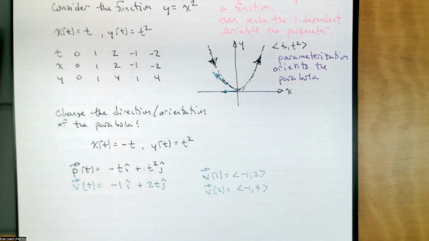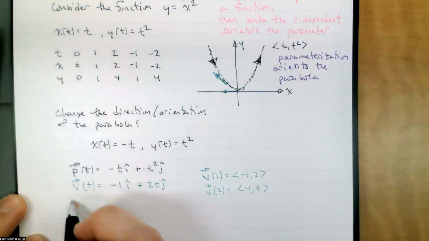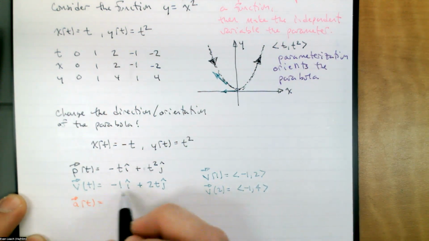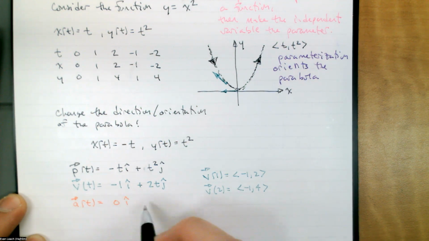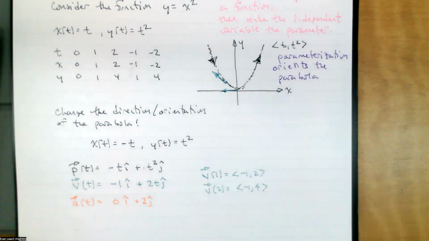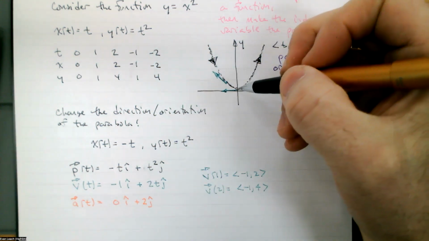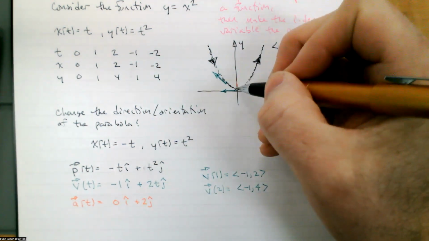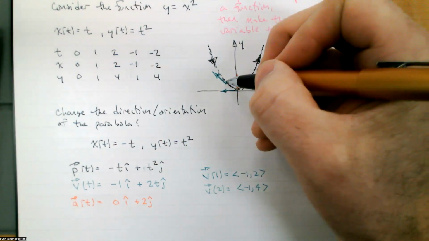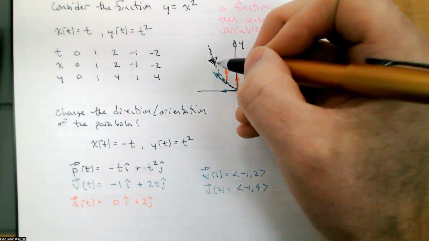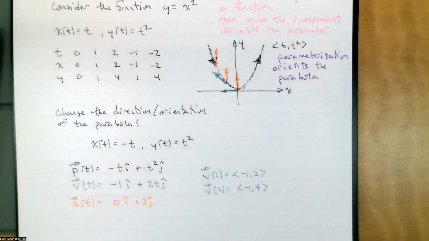Our acceleration is going to be 0 i plus 2 j. So we can see our acceleration is not going to be normal to the curve in this one. Our acceleration is always pulling up. So 0 plus 2 j.